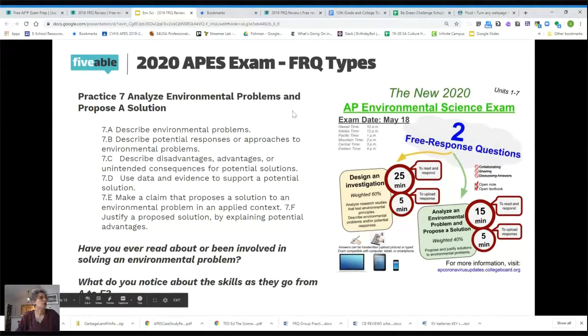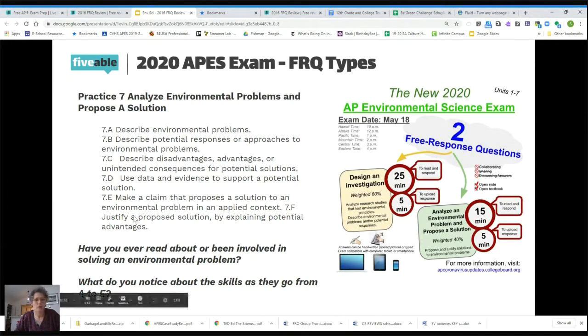All right, so analyzing environmental problems and posing a solution. There are levels of this skill that we were supposed to teach you. Have you ever read about or been involved in solving an environmental problem? I think if your course and your teacher did the right thing by you, they were pointing you in those directions where we're not just looking at these problems. We want to know that you have some creativity and some background in how to solve them. That is part of the literacy that we need.